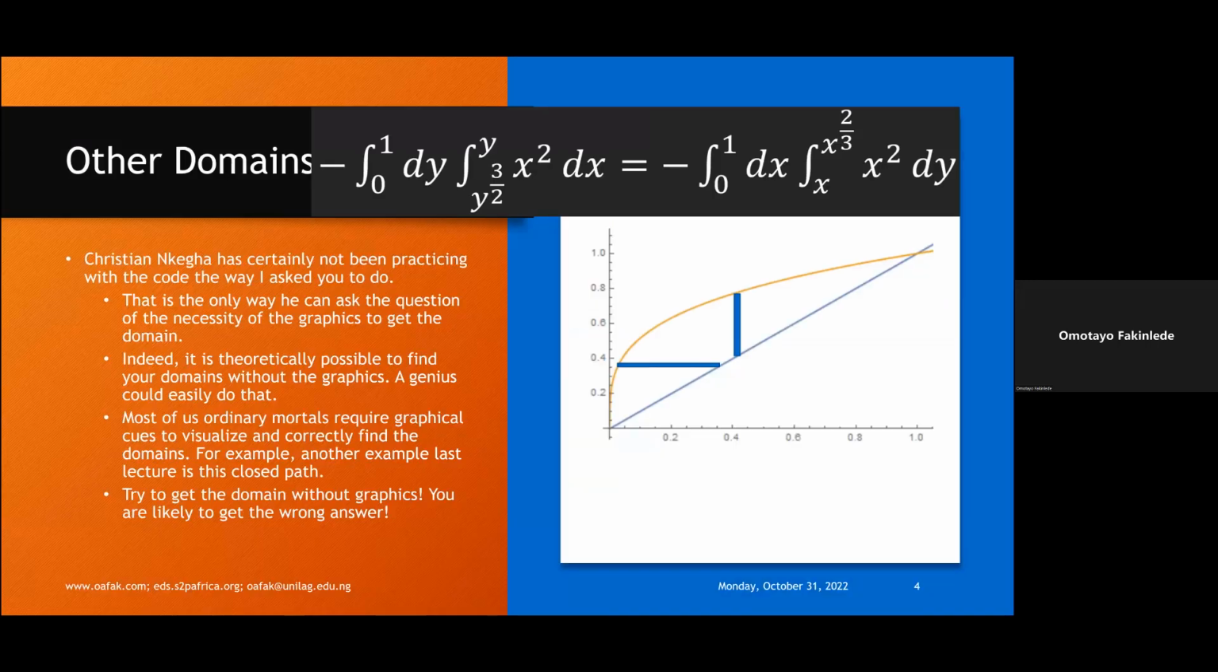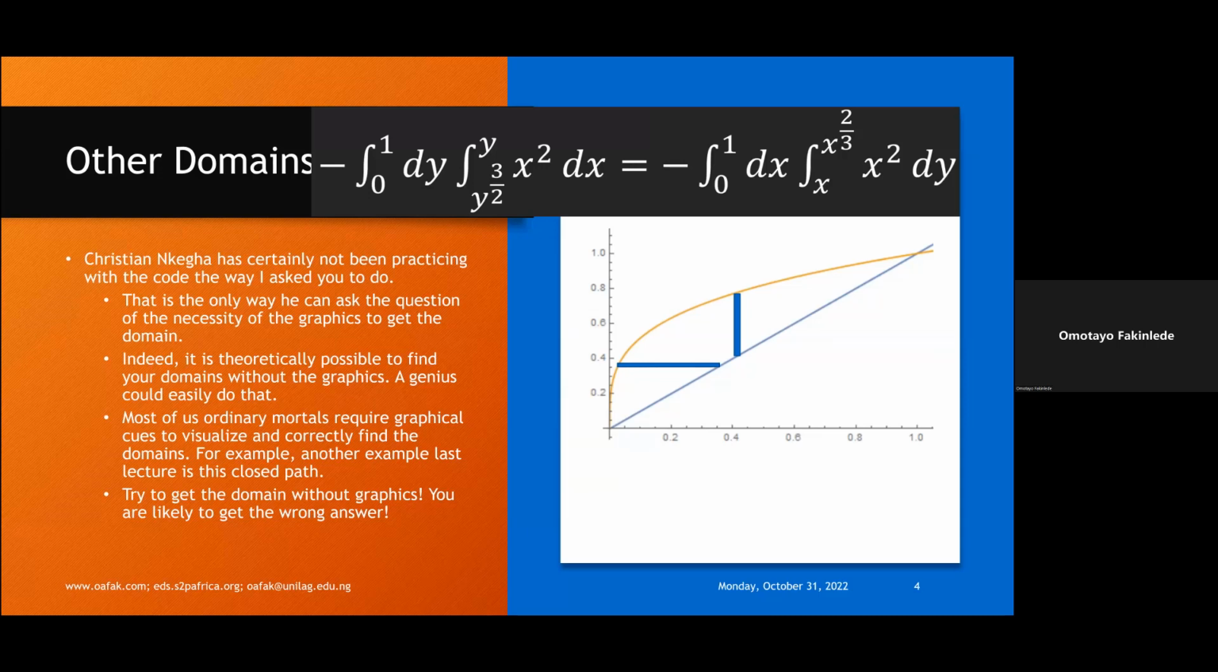That is the only way you can ask the question of the necessity of graphics to get the domain. Indeed, it is theoretically possible to find your domains without graphics, as Christian has suggested. A genius could easily do that. Most of us ordinary mortals, however, require graphical cues to visualize and correctly find domains.